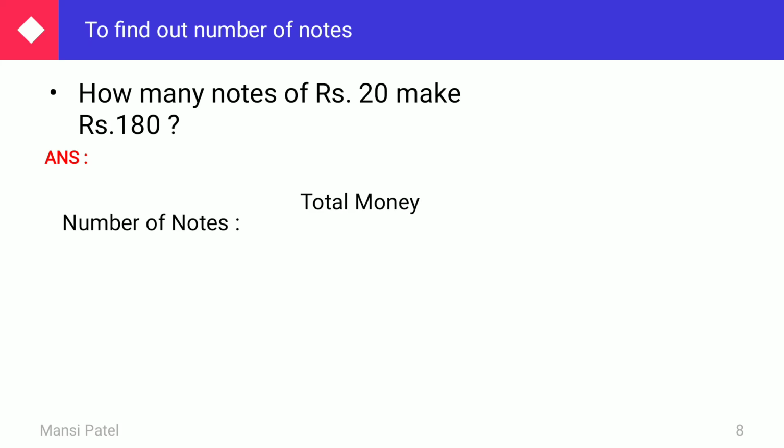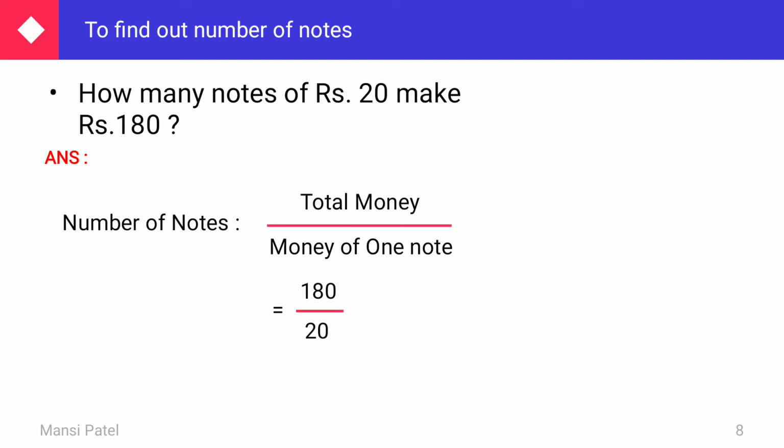In this sum our total money is 180 rupees. Total money divided by the money of one note, or we can say the currency that we have to use to make the total money. So in this sum our total money is 180 divided by which note we have to use? We have to use the notes of 20.